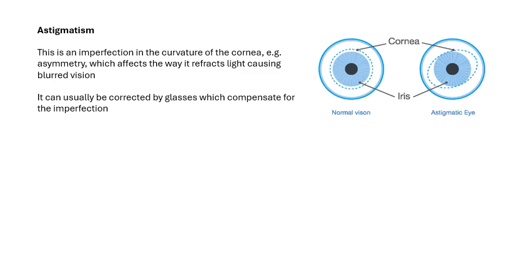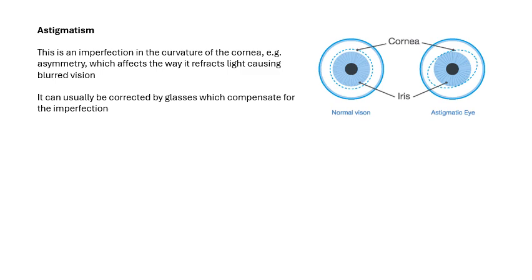Astigmatism. This is a problem with the curvature of the cornea. For example, the cornea is curved asymmetrically. Look at the diagram. Maybe it's shaped a bit like a rugby ball, and that will affect the way light is refracted and cause blurred vision. So we need some kind of correction, but only along one axis, if you know what I mean. It can usually be corrected by glasses which compensate for the imperfection.